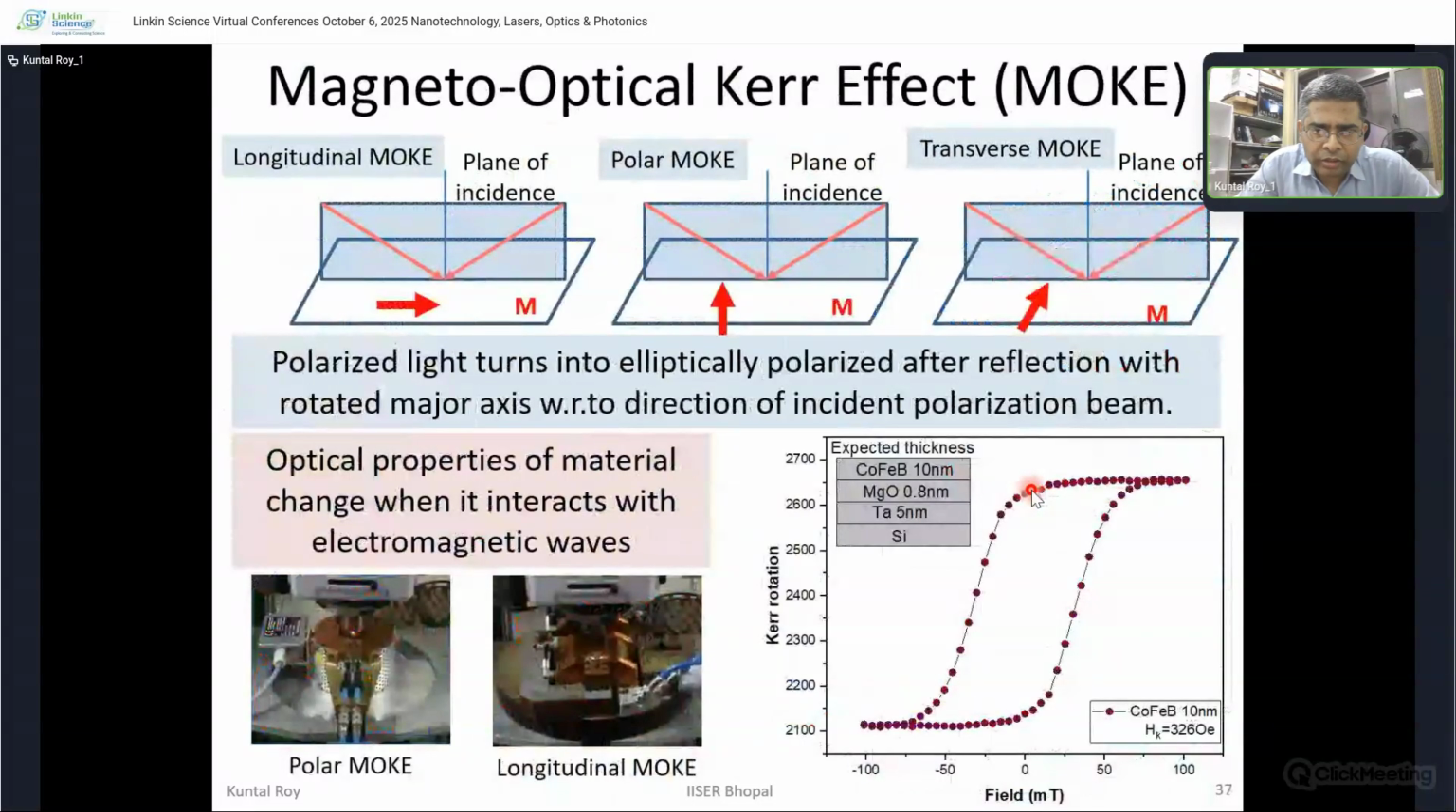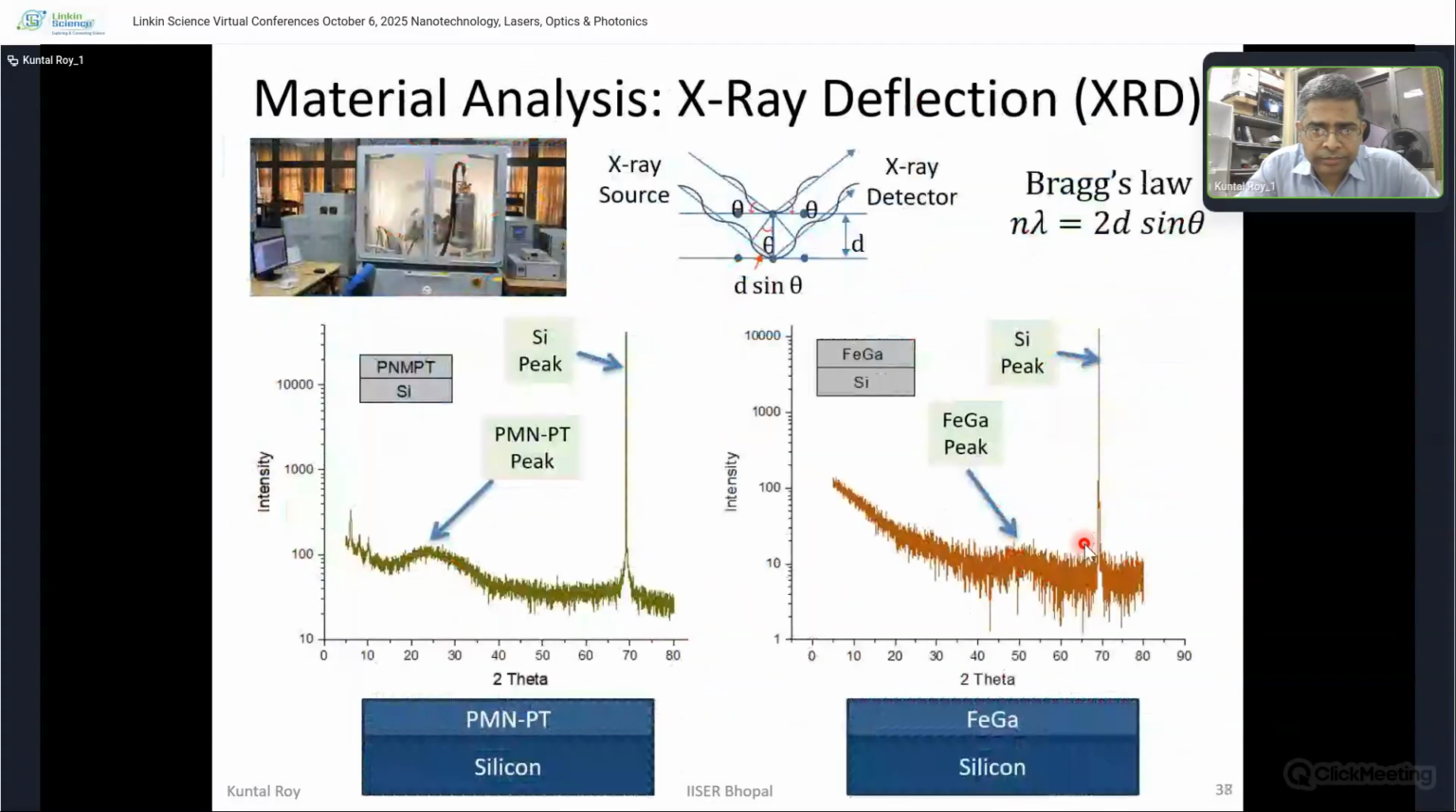We have also done magneto-optical Kerr effect for hysteresis measurement, and there are different magneto-optical Kerr effects that we can do, and we have done it. Now for material analysis, we have done X-ray diffraction, XRD. Here on top of the silicon wafer, we have deposited PMN-PT, and here we have deposited iron gallium. And this is the PMN-PT peak that we are getting.